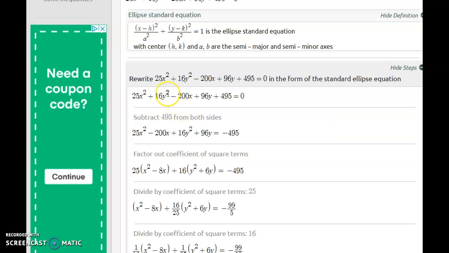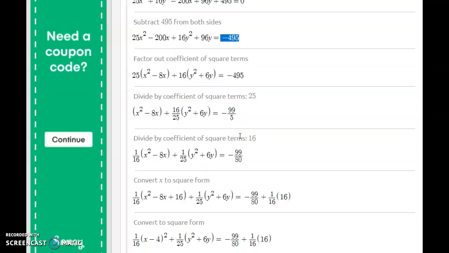So again, completing the square twice. First, rearranging the terms. So 25x squared minus 200x, and then plus 16y squared plus 96. Factor out a 25 here. That looks pretty nice. Factor out a 16 here. That looks pretty good here. And by the way, take the plus 495 to the other side and make it negative 495. Eventually, on the other side, by the way, we get a 1. But that's a little bit away here.